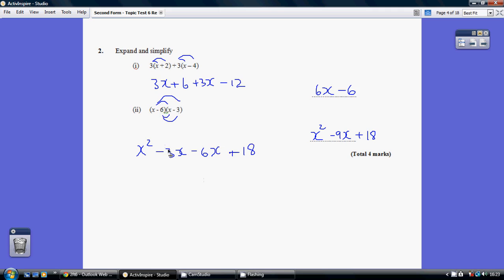We then can gather together these x's, and again be careful with the number line. Minus 3, and then you take away another 6, takes you to minus 9. So these two terms in the middle combine to be minus 9x.